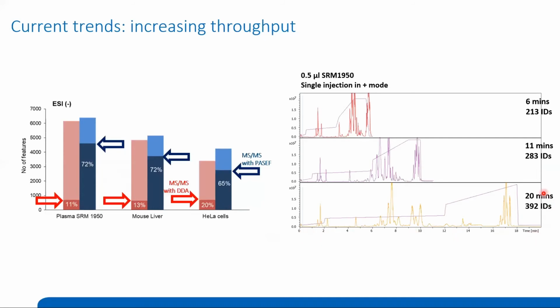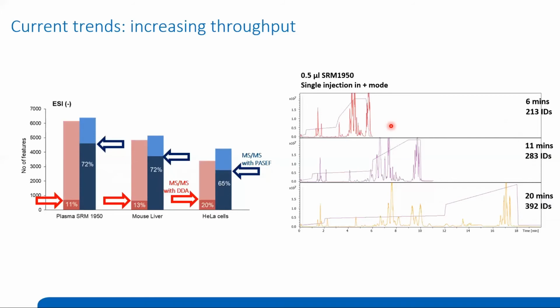So whereas we started off looking at 20-minute runs, we can shorten the gradient all the way down to 6 minutes and still obtain a high number of lipid IDs due to this very fast MS-MS acquisition rate. And in the future, we look to expand this further.